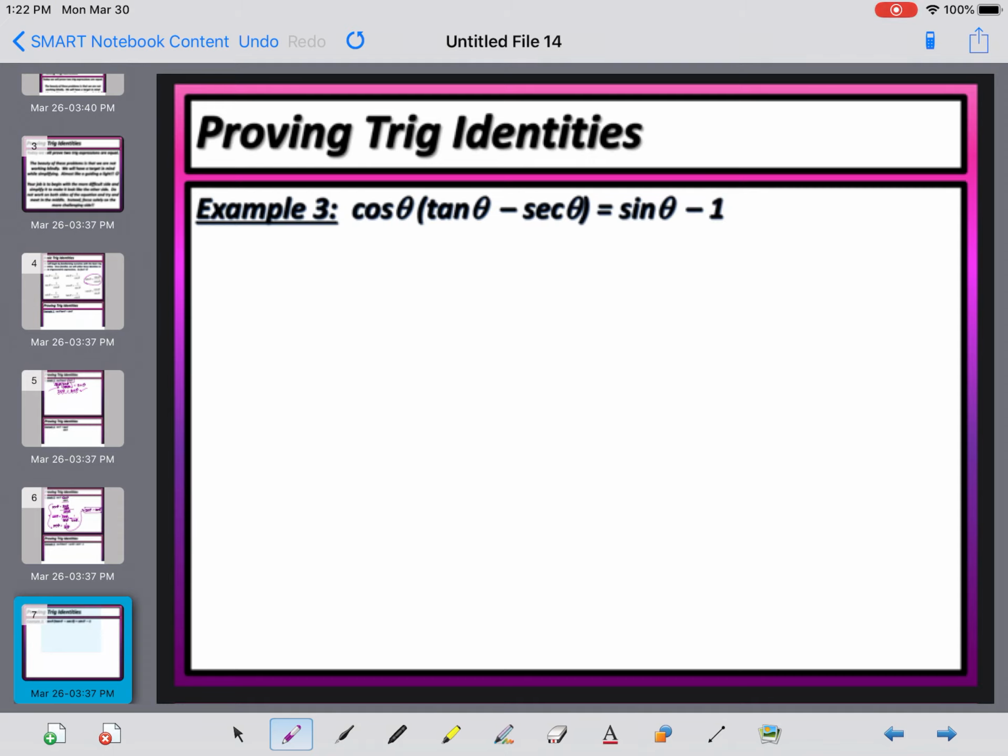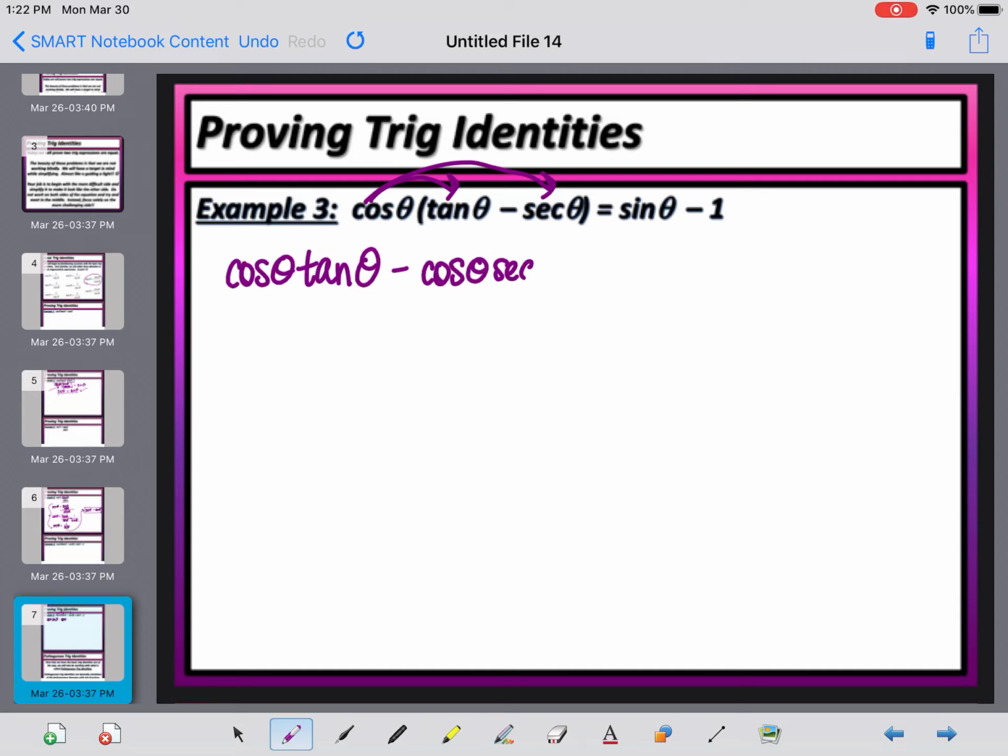Okay, one that's more difficult here. I would say that the left side would be what I want to work on. Okay, typically when you have a problem like this, I say go ahead and distribute. So cosine tangent minus cosine secant.